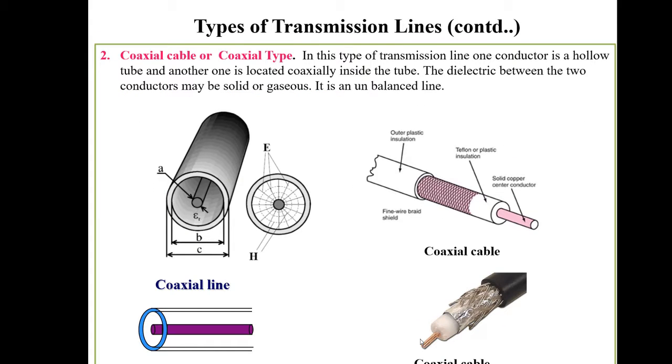This slide shows the different types of coaxial cables. In this type of transmission line, one conductor is a hollow tube and another one is located coaxially inside the tube. The dielectric between the two conductors may be solid or gaseous. It is an unbalanced line.